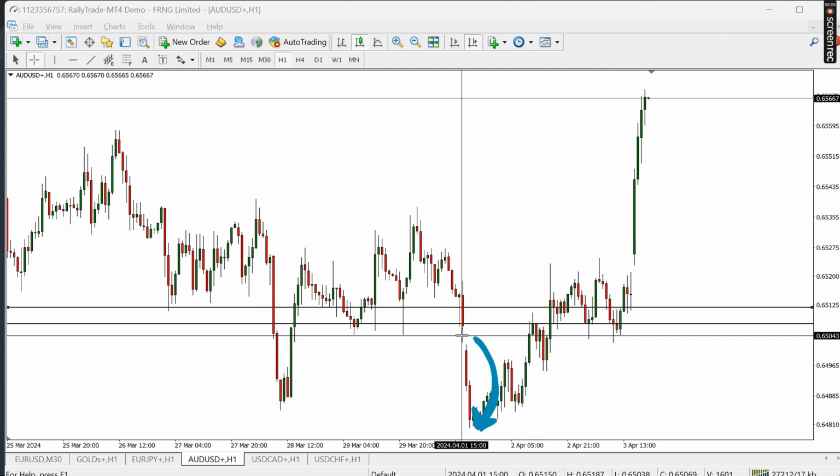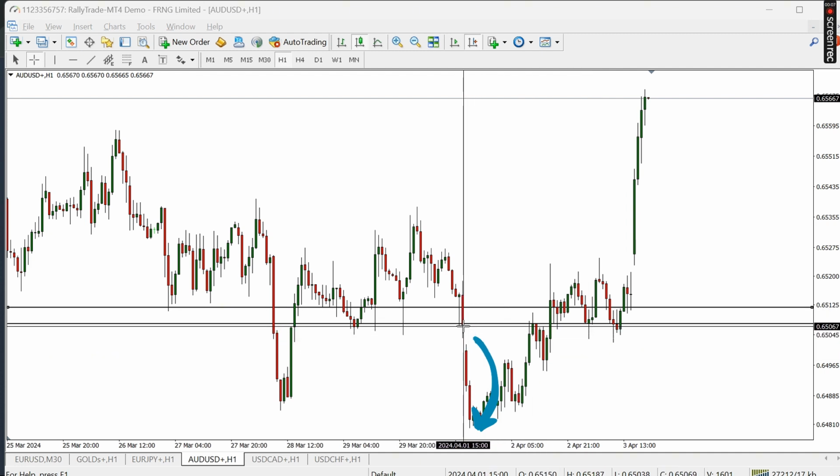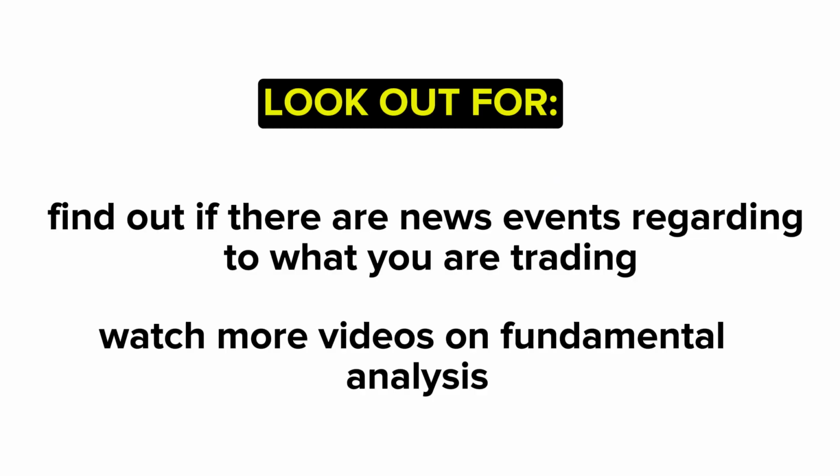All right, so that is actually the power of fundamentals. As a trader, when you come to the chart, you need to find out if there's any news event or fundamental that will be released in regards to the instrument you are trading. That is fundamental analysis. Like I said, you should keep checking back, as we'll be having more videos explaining further on fundamental analysis.